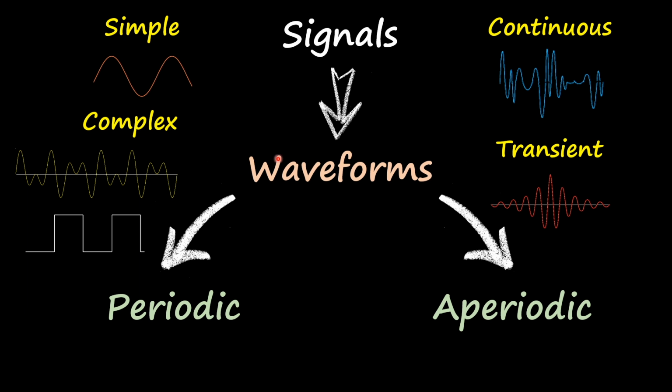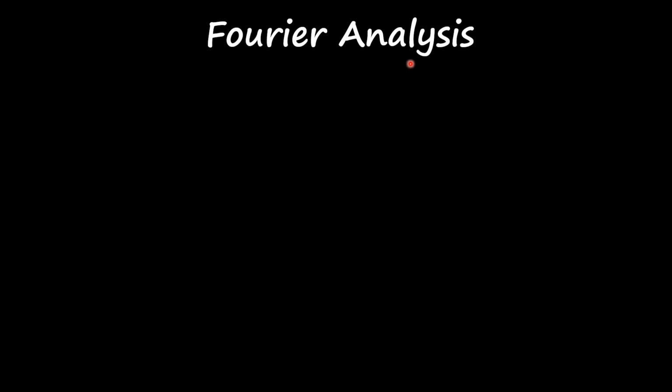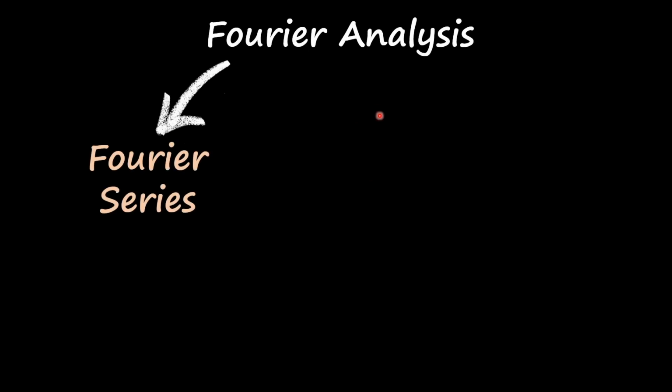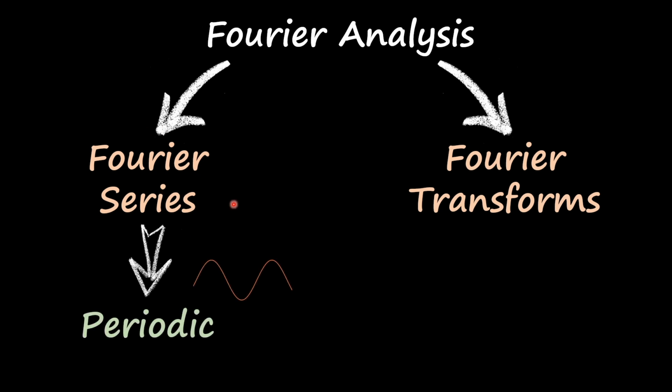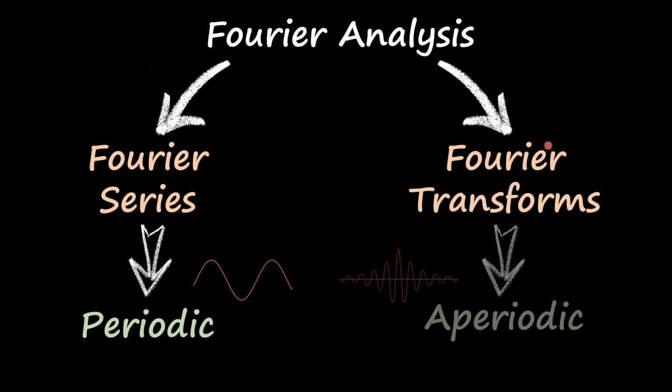So how are these waveforms now related to our Fourier analysis? In Fourier analysis you heard two big terms: Fourier series and Fourier transforms. We're going to use Fourier series to analyze periodic signals, and we're going to use Fourier transform to analyze aperiodic signals, and you can also analyze periodic signals using Fourier transforms.